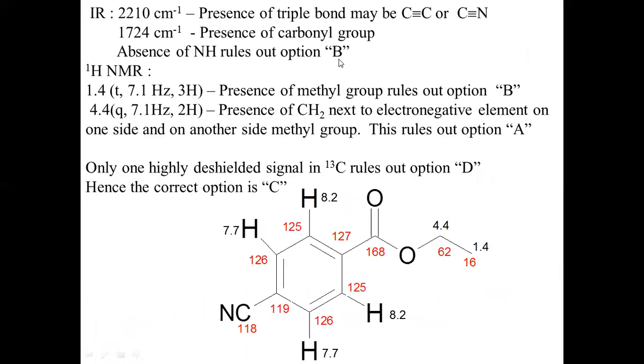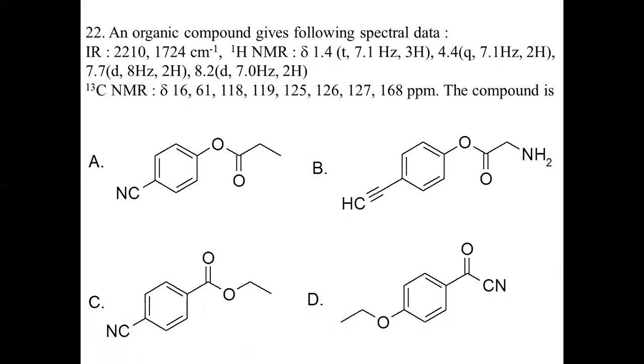Next, when you look here, NH is not there in the IR data, but here you have NH, so you can rule out that option, isn't it? Because you have NH here. So you are left with A, B, and C. And when you look at the C13 NMR, you have only one highly deshielded carbon. Okay, so in that way, I can rule out option B.